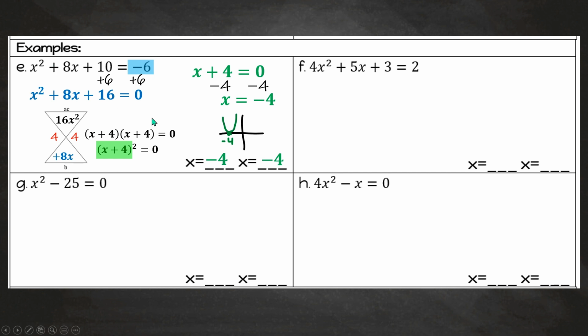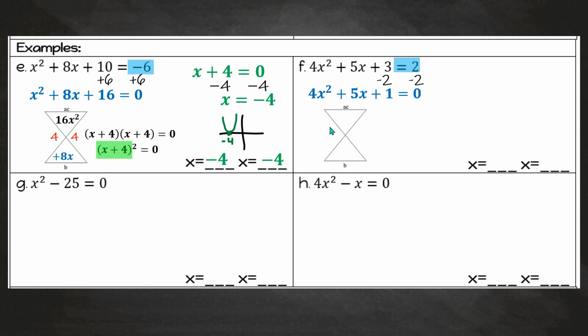Okay, that means that the vertex of my parabola is falling on the x-axis. All right, so 4x squared plus 5x plus 3 is equal to 2. I'm going to move the 2 to the other side, so all of my terms are on one side. So I have 4x squared plus 5x plus 1 is equal to 0.